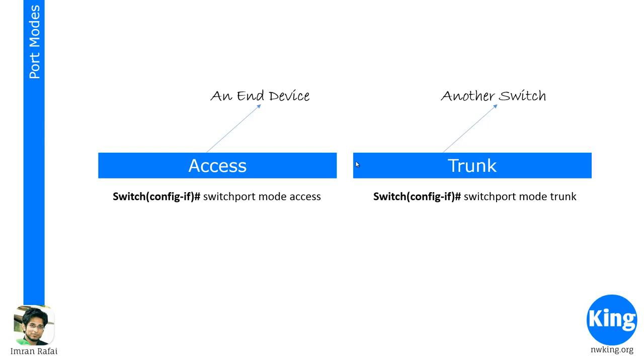The first mode is the access mode. An access mode is used when you are connecting a switch port to an end device. So let's say if you want to connect your computer or your desktop to a switch, that particular port we configure as an access port, right? The command for configuring a switch port in access mode is switchport mode access.